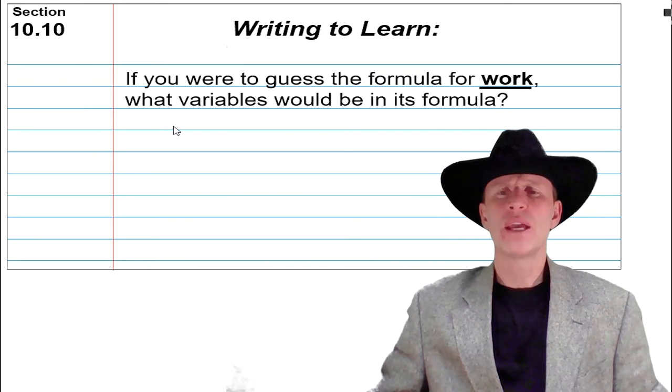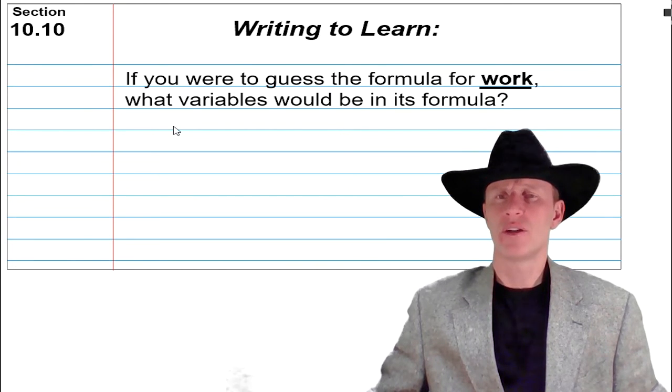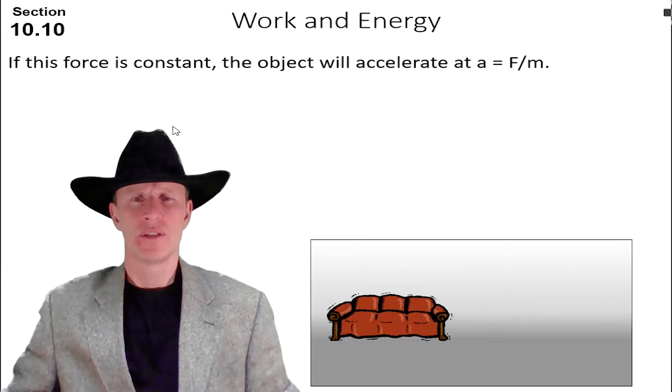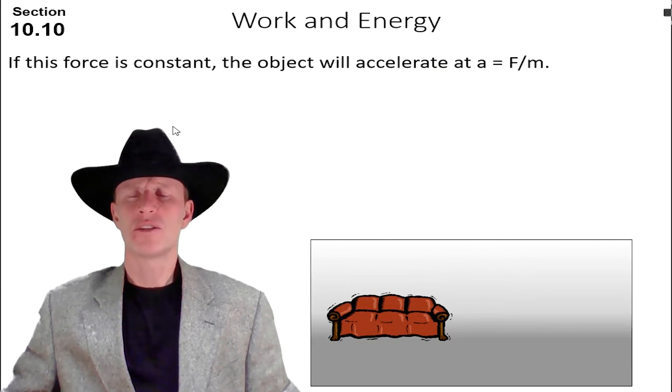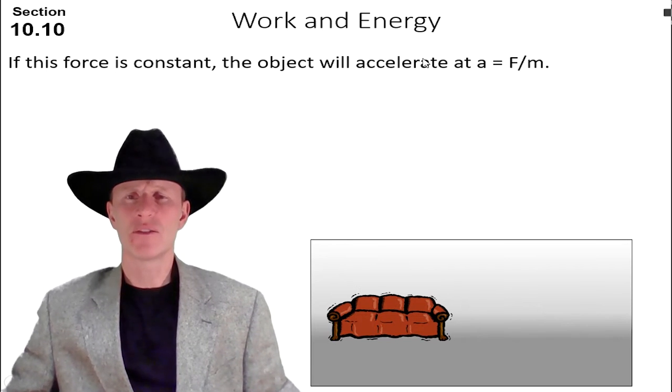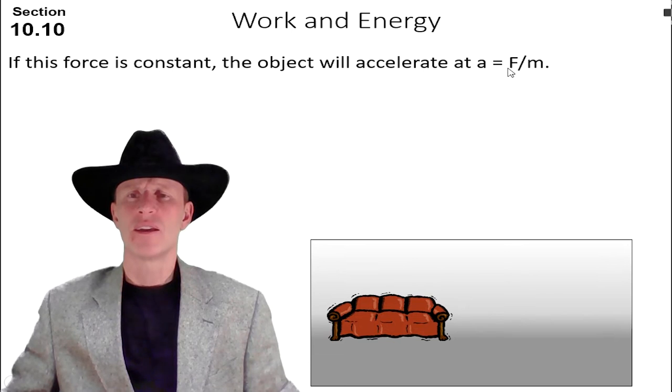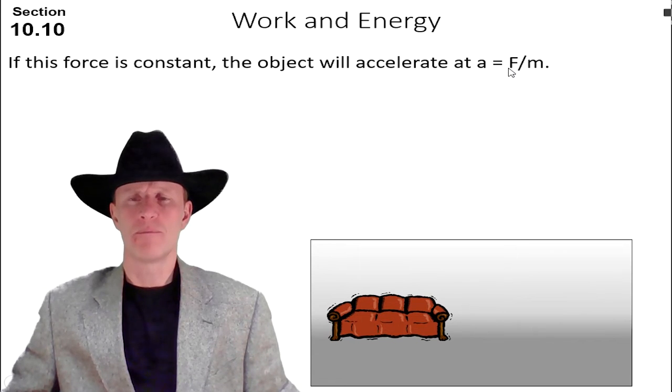If we were paid money based on the physics formula for work, what would you measure to calculate someone's pay? If the force is constant on an object and the object accelerates, it would accelerate according to Newton's second law. And we can solve Newton's second law for a, giving us a equals F over m.